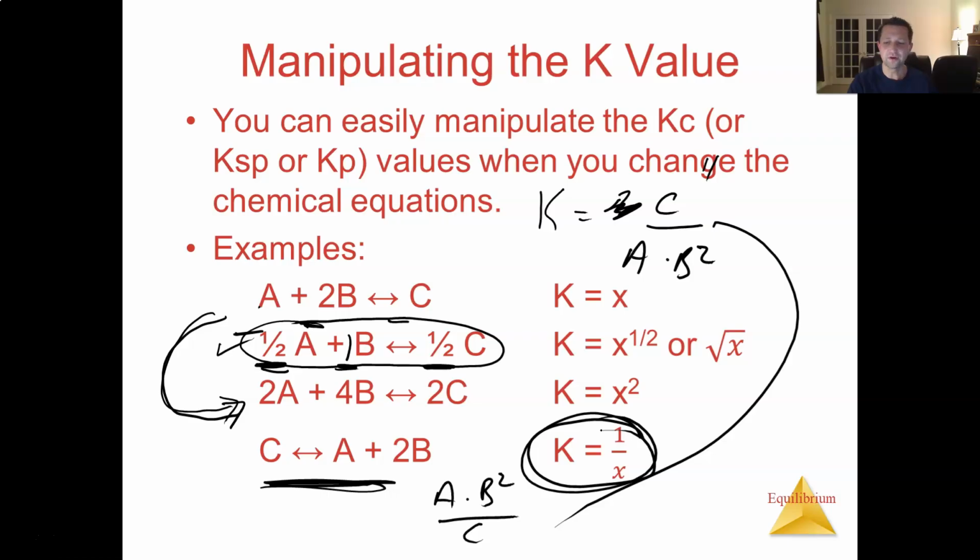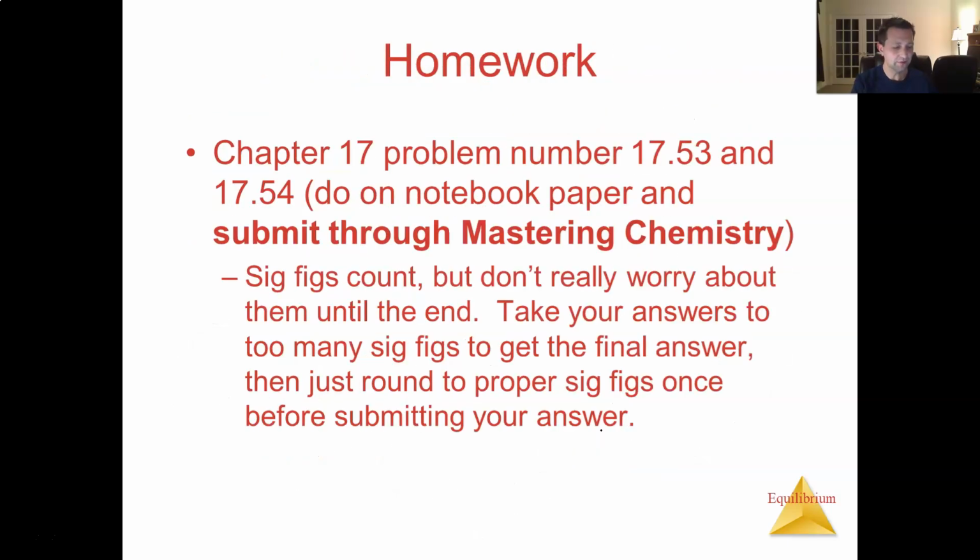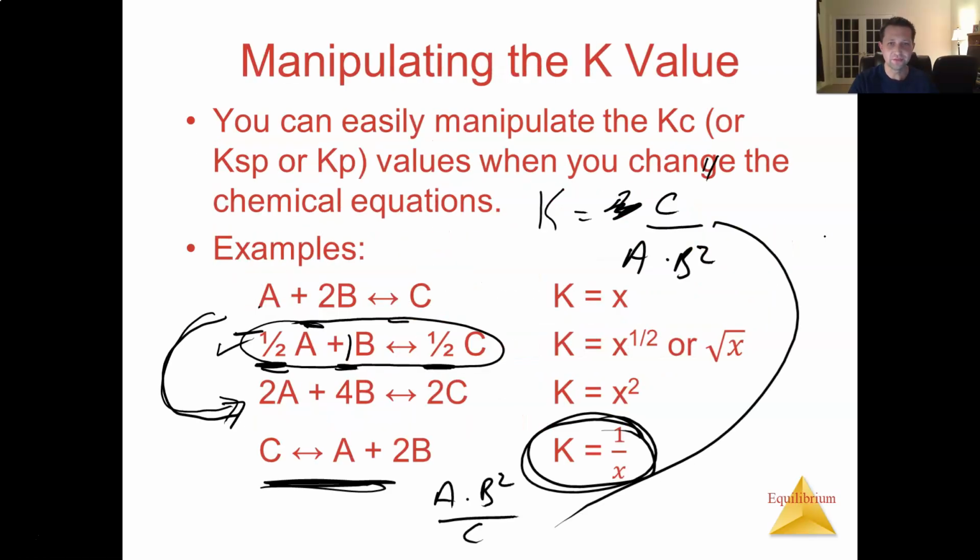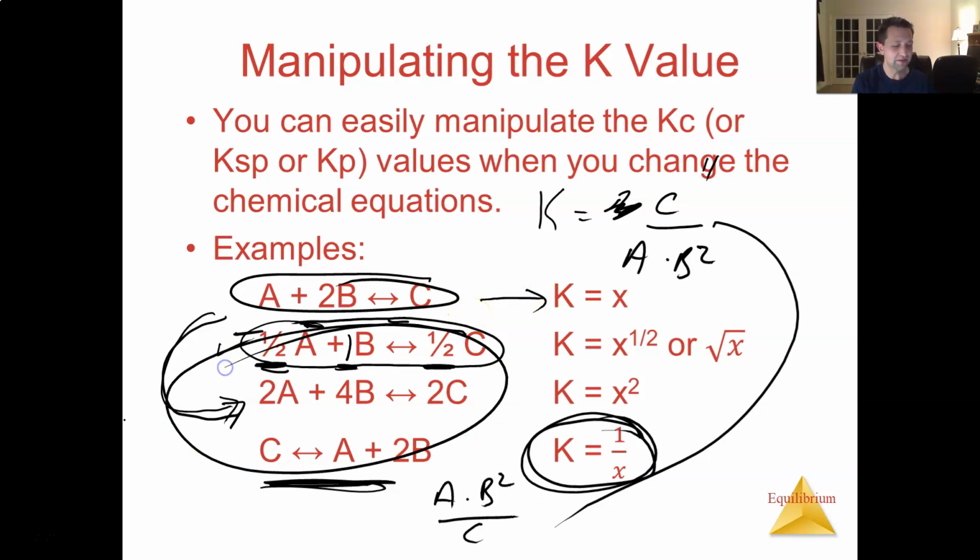On the homework that you're going to have, you'll do it in Mastering Chemistry. It's going to give you a bunch of situations like this. It'll give you an initial equation, and it'll probably give you the K value to start out with. Then it's going to manipulate it, doing a bunch of different things to it. All you have to do is recognize which of these things happened and then change your K value appropriately.